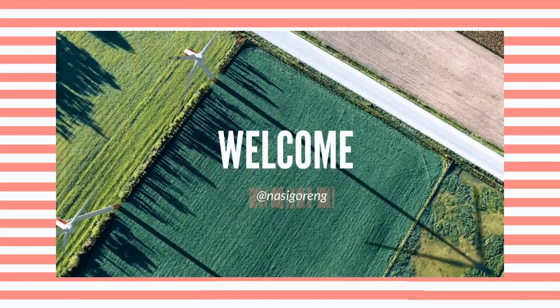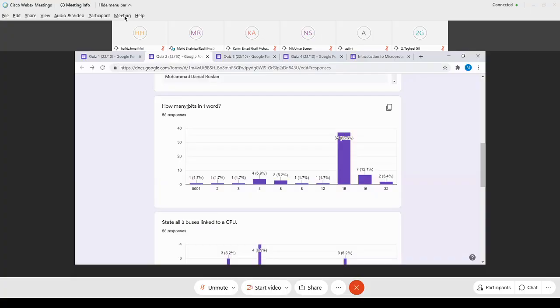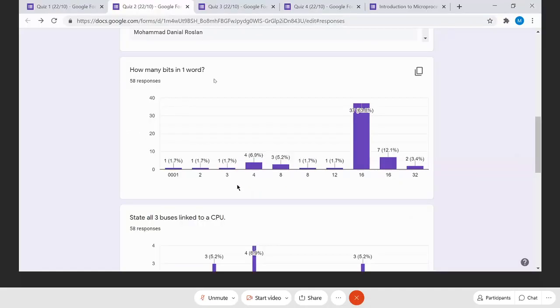One word is, of course, 1 byte is 8 bits, right? 2 bytes represent one word, meaning there are 16 bits in one word. Why is it different here? 16 and 16, so this is correct also. 16 and 32, 32 is too much. 16, correct.